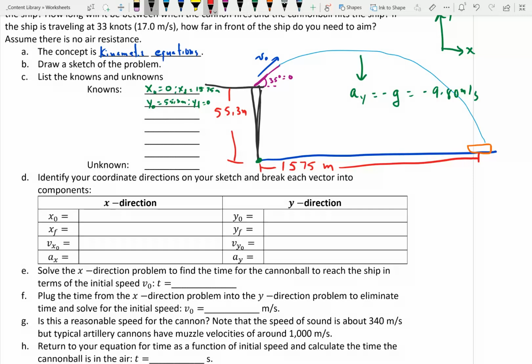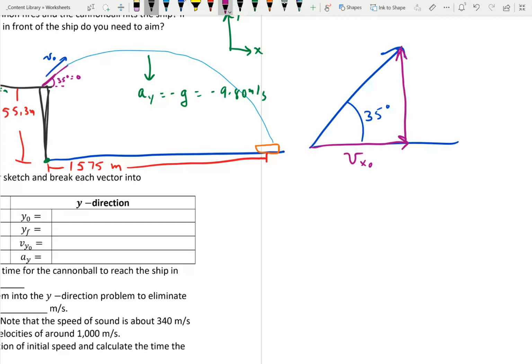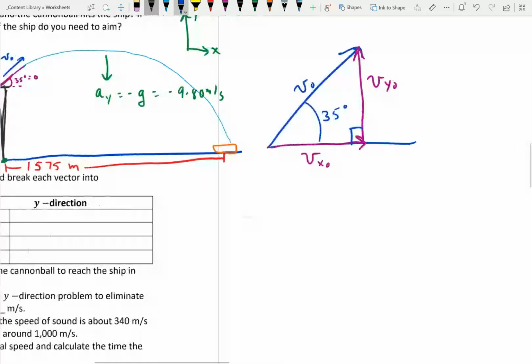Then we have the initial speeds. For the initial speeds, I need to take this V0 at 35 degrees and break it into components. So I'm going to have one component goes like that. That's going to be Vx0 because it's parallel to the x-axis. One component like that, that's Vy0 because it's parallel to the y-axis. And the hypotenuse is V0. It's the hypotenuse because it's opposite to the right angle.